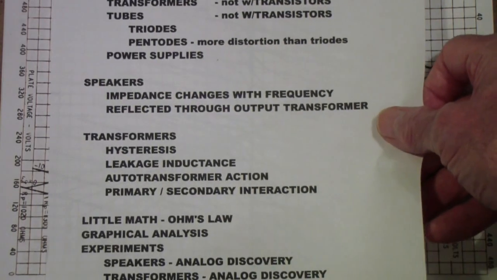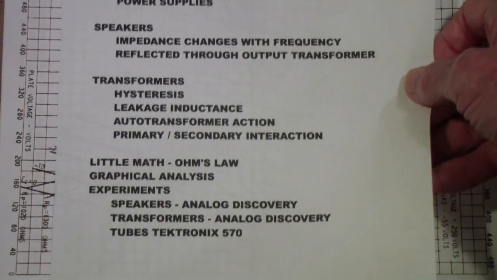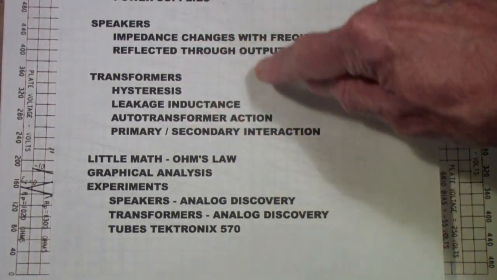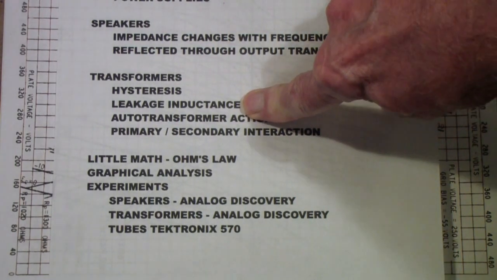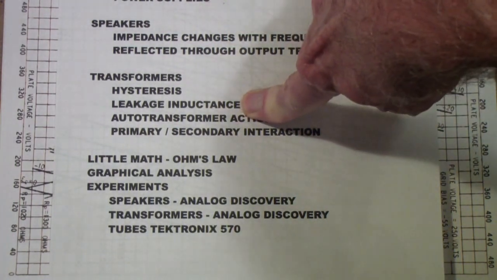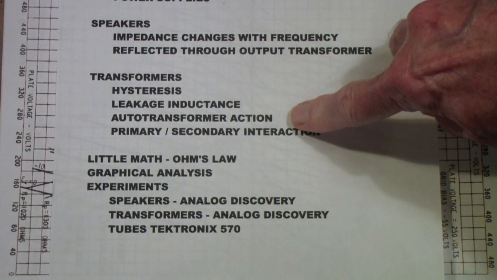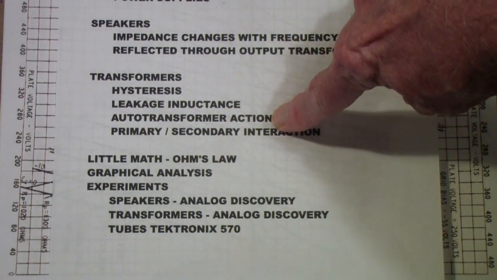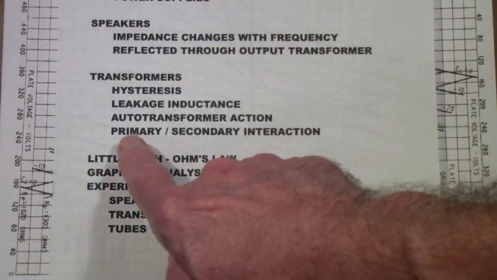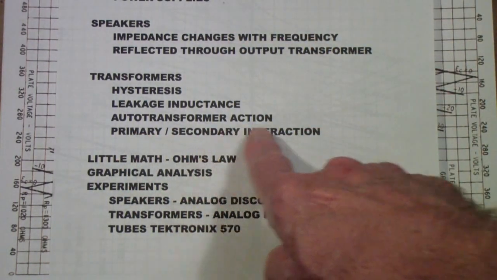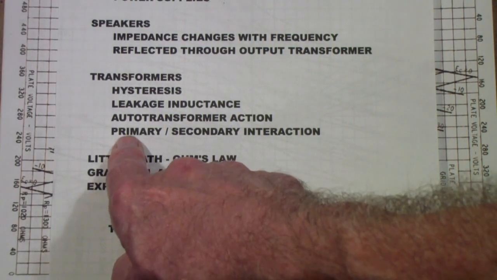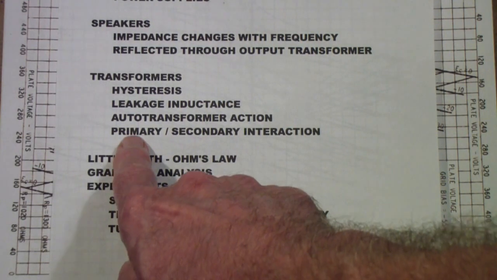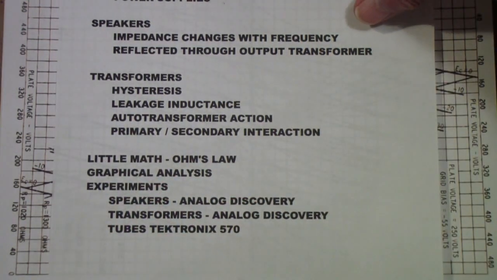Now, we talked a bit about speaker impedance changes. We then talked a little bit about transformers and the effect of hysteresis. We didn't talk much about leakage inductance. I've previously done a video on that. And at the end of part 2, I touched briefly on auto-transformer action. We have already talked about primary-secondary interaction, that is how the output load reflects back from the secondary into the primary and affects the load on the tube.